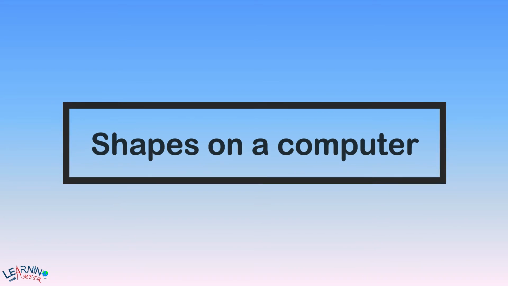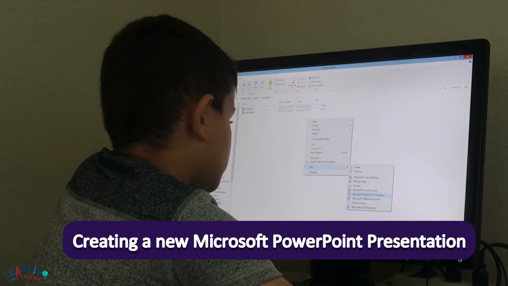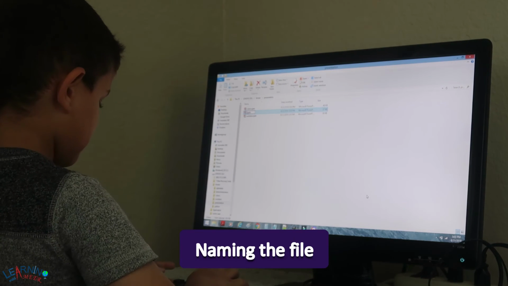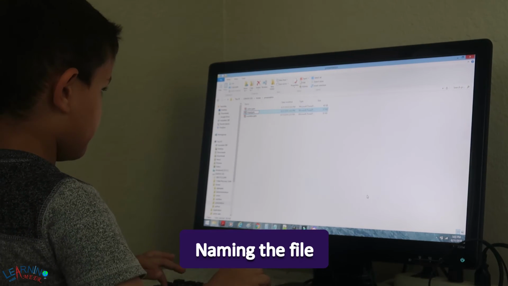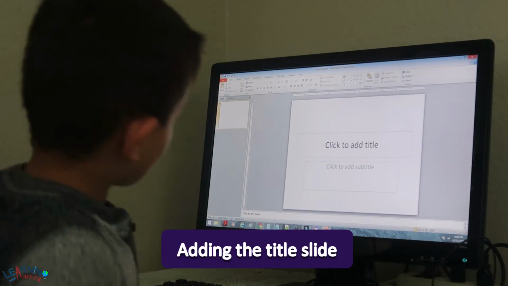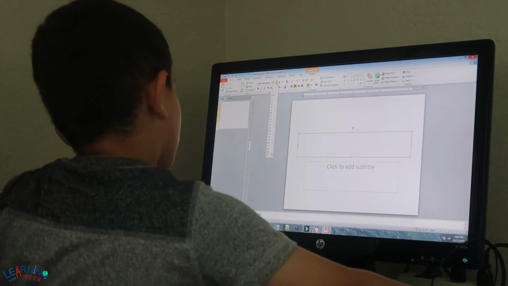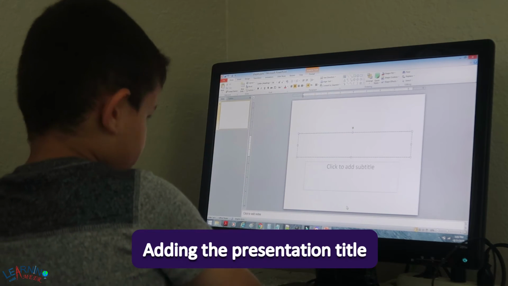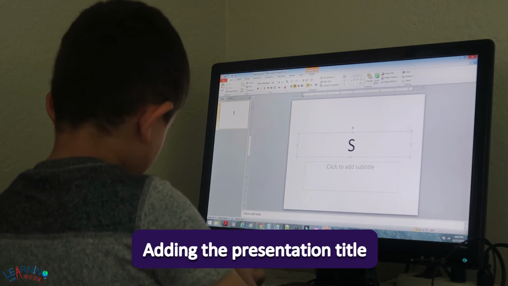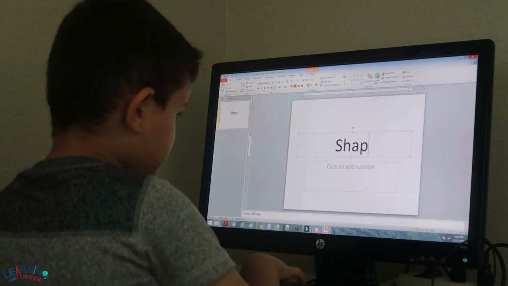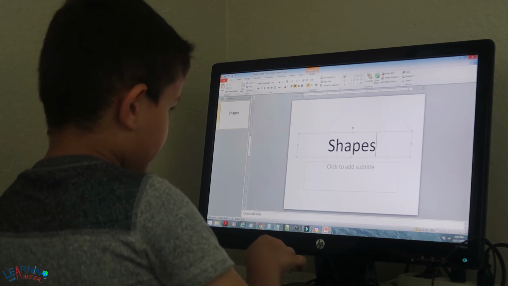Now let's draw some shapes on the computer. S-H-A-P-E-S.